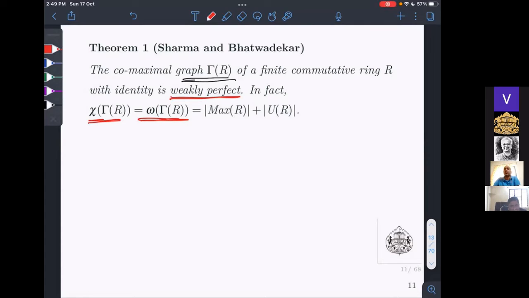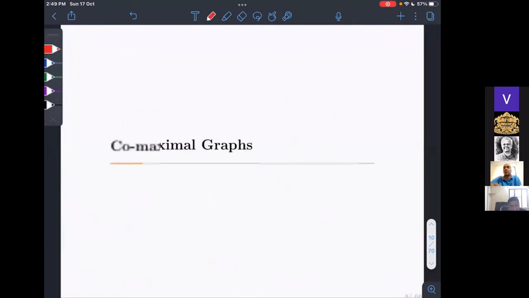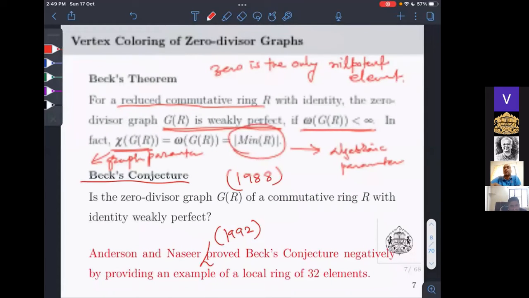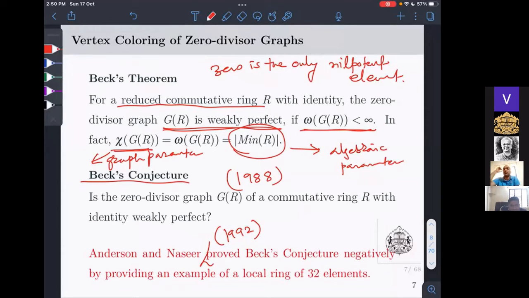Now again, same story. In the reduced case, the clique number and chromatic number are both the same, and that is exactly equal to the number of minimal prime ideals of that ring R. This is the case for zero divisor graphs of ordered sets.